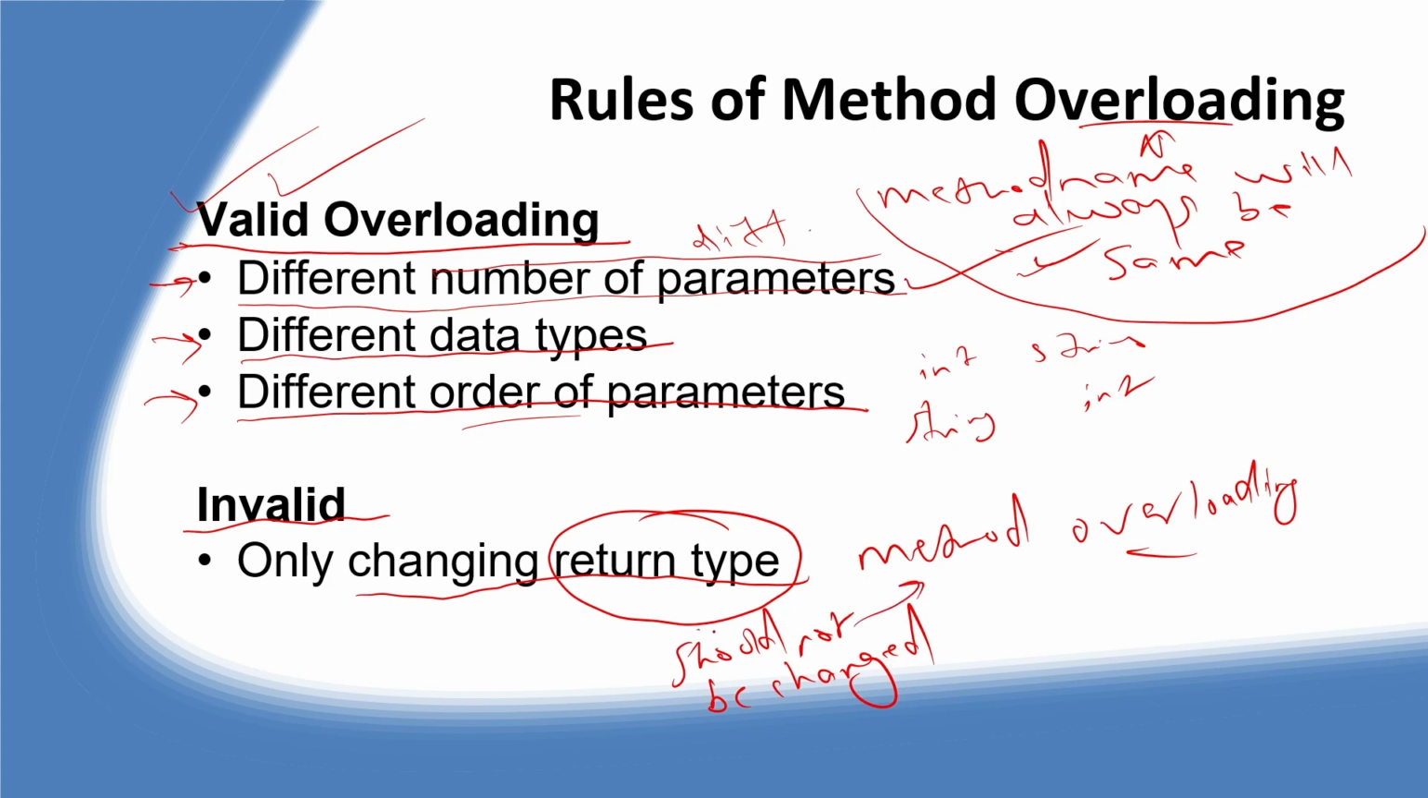Okay, if you are changing method type, then it means it is invalid. So these are the rules of method overloading. If we try to do multiple examples, you will see. So let me show you one example for this return type invalid.